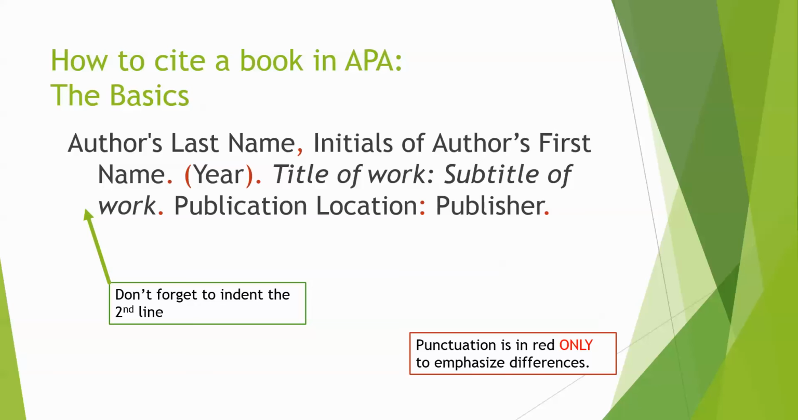If you find multiple dates, I would use the latest edition. Books, like textbooks, will often update information every few years. You always want to cite the date of publication according to the version that you're looking at.